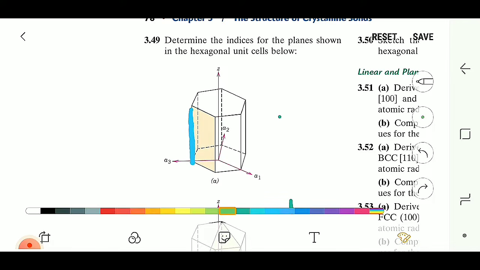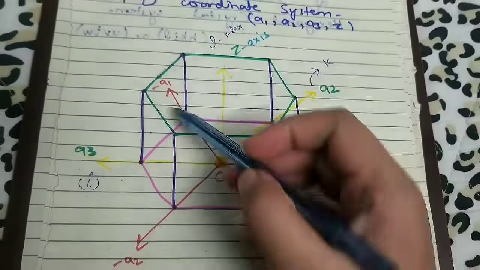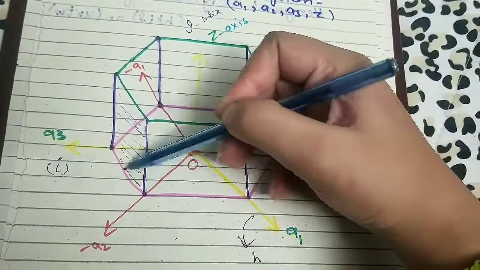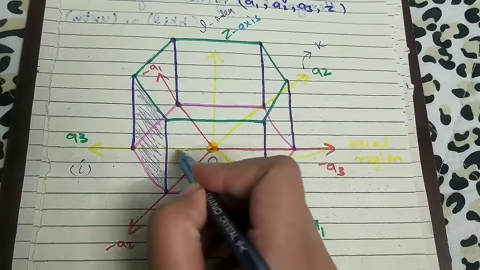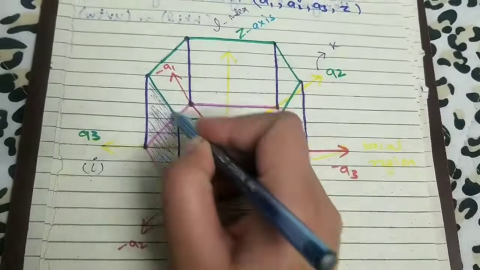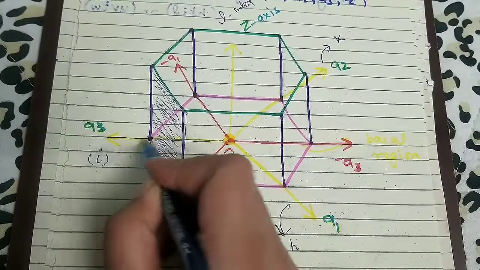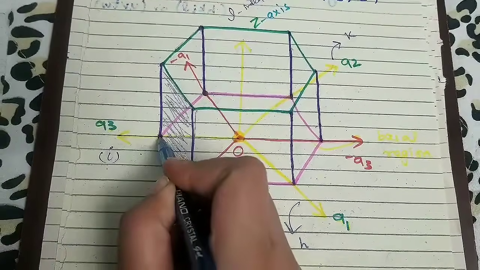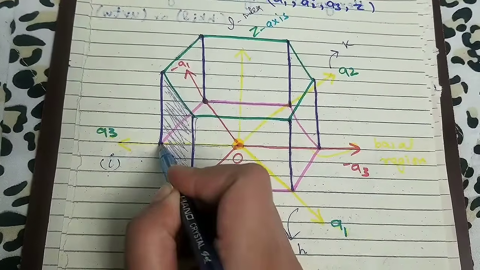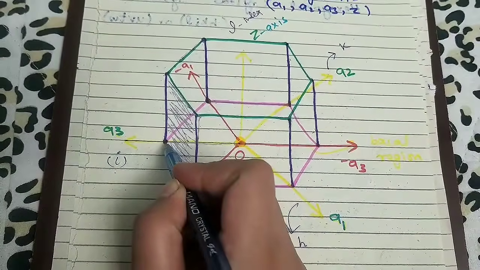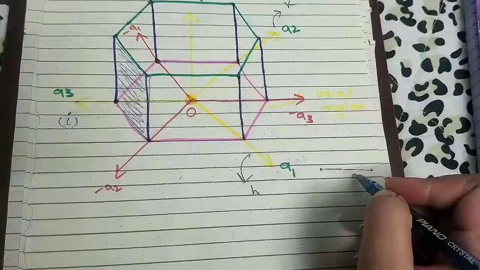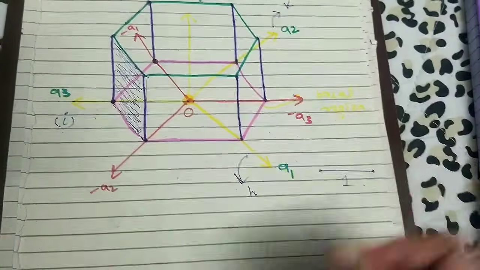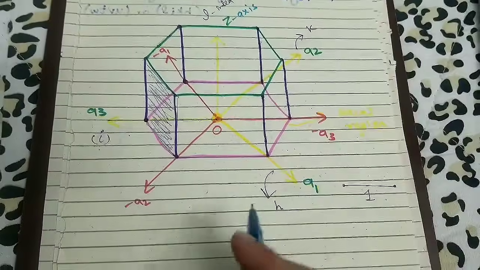Now let us see this image also on the paper. I hope you got it. So if I shade the plane which we discussed right now, this is the plane, and clearly it is intersecting the A3 axis. It is touching the A3 axis at this point, which is the corner of the unit cell, and we take the whole length from the origin to the corner of the unit cell along the axis direction. The length will be taken as 1, along the axis direction, not any other.